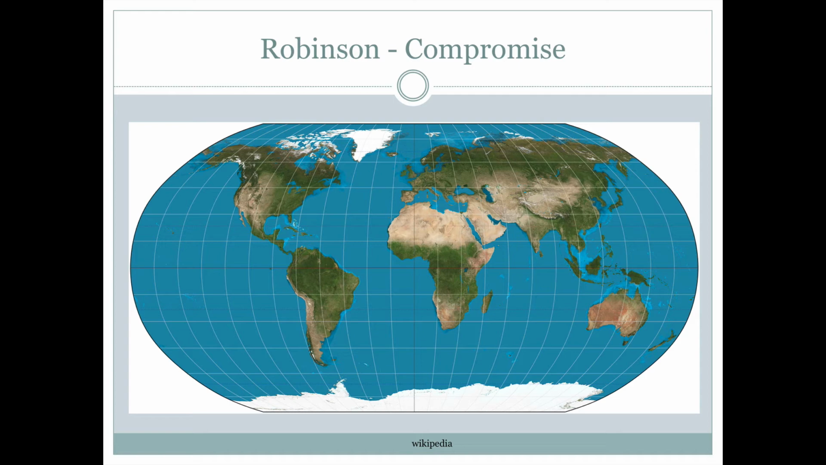This is a commonly used world map projection called the Robinson map projection, which is neither equal area nor conformal, but is a compromise which makes the Earth look good.